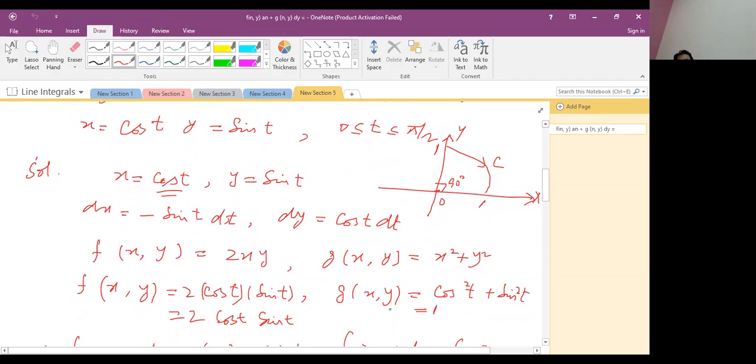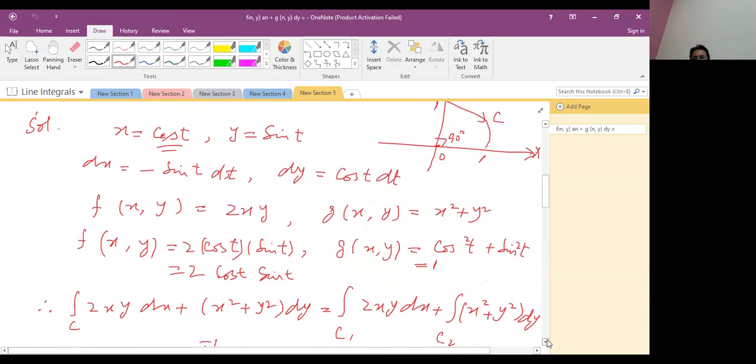Similarly, g of x y in terms of t. So x is cos square t plus sin square t. Sin square t plus cos square t is equal to 1. You know very well.